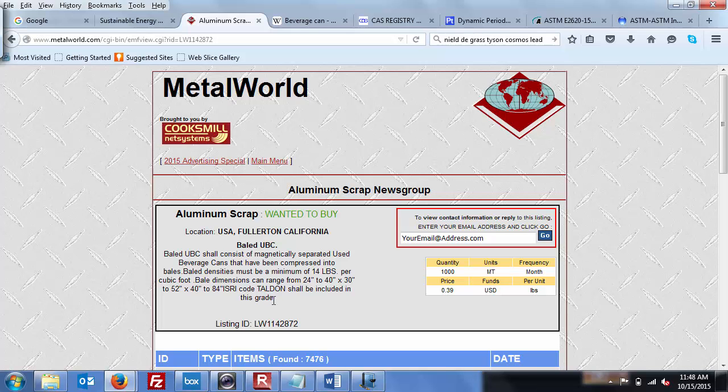So bale dimensions, they give the dimensions. I'm going to leave it up to you all to dig into what this ISRI code is and the Talden. I'm not familiar with that, but you can see that every one of these materials, pick your favorite, go down the rabbit hole, and see if we can do it. Could we do this much out of Missoula? What is the MT? Metric tons. 1,000 metric tons per month.